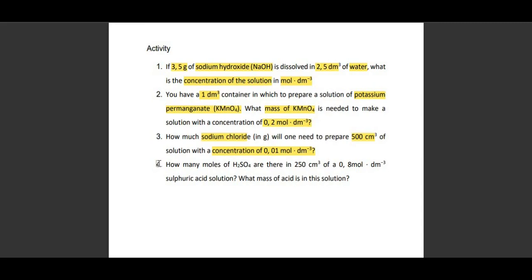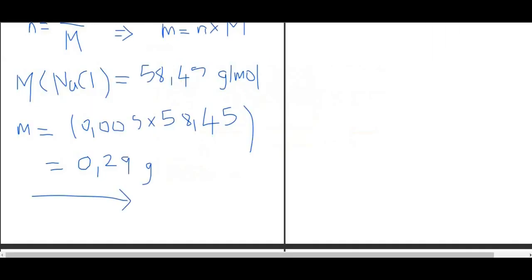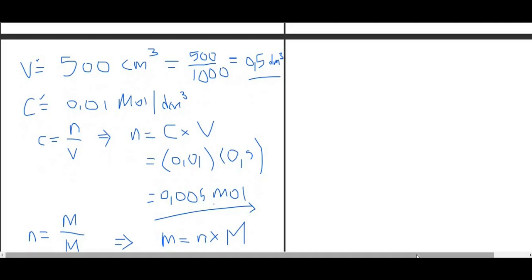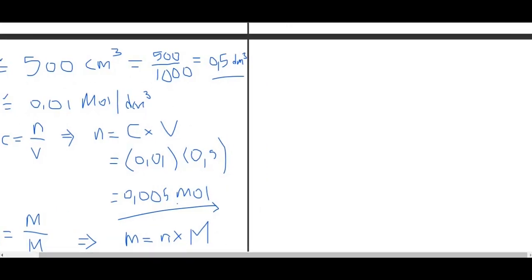Now for the last question. In the last question, they are saying how many moles of sulfuric acid, H2SO4, are there in 250 cubic centimeters of 0.8 mole per cubic decimeter sulfuric acid solution. And also the second question is what mass of acid is in this solution. The same thing if you look at it again that we have just done. The only difference is the volume.